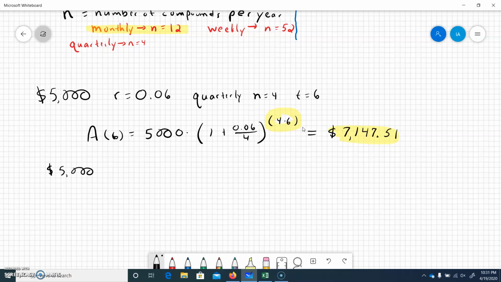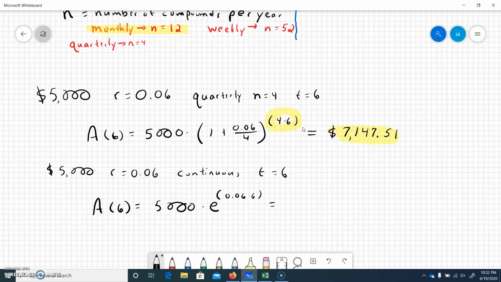So let's do the same thing. $5,000, 6%, but we'll do it continuous for 6 years. So once again, we're plugging in 6. So we've got 5,000 times E raised to the rate, RT. So we're going to put that in our calculator and look for your E button. Uh-oh, something's happened there. Hold on 1 second while we find our E.